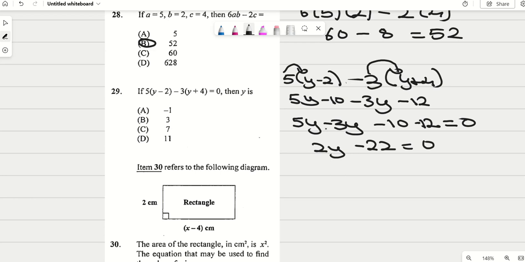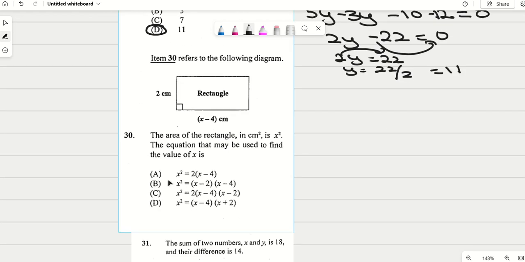Even by looking at this, you can see that the answer is D. But let's show it. If we carry across negative 22, it'll turn to positive 22. So 2y is equal to 22. So y would be 22 divided by 2 if we carry across 2 here. So y is equal to 11. So my answer would be D.